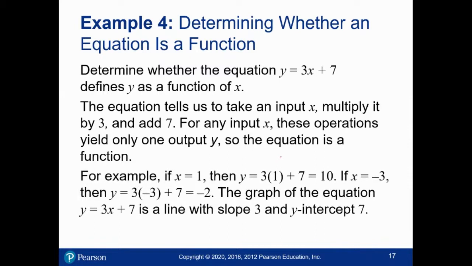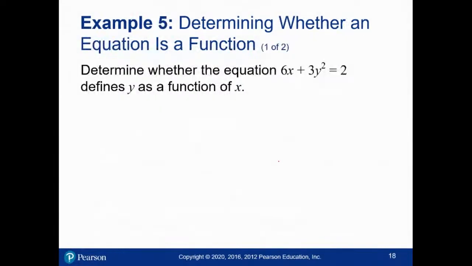For example, if you plug in x equals 1, you get out 10. If you plug in x equals negative 3, you get out negative 2. If you graph this, it's a line. Its slope is 3. Its intercept is 7. Okay? And if you need to review slopes and intercepts of graphs, go back to some of the Chapter 1 videos. Okay? This is a linear function. Any graph that has a slope like this is a line.